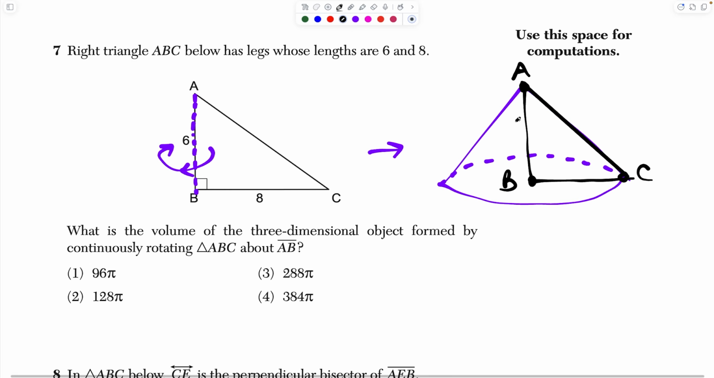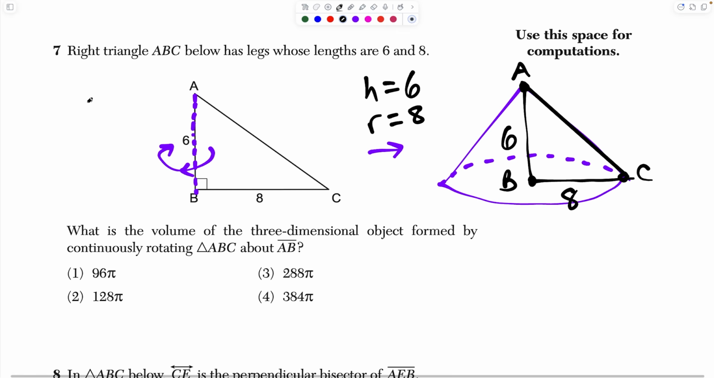And then the units here: side AB is 6 units long, BC is 8 units long, but now we have to say which part of the cone these values represent. The height of the cone goes from the point at the top all the way to the center of the circle at the bottom. The height would be equal to 6, and the radius, going from the center to the circumference, would be equal to 8.